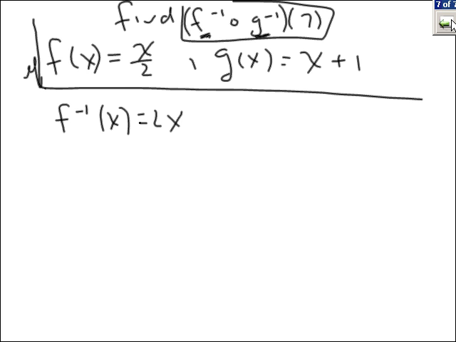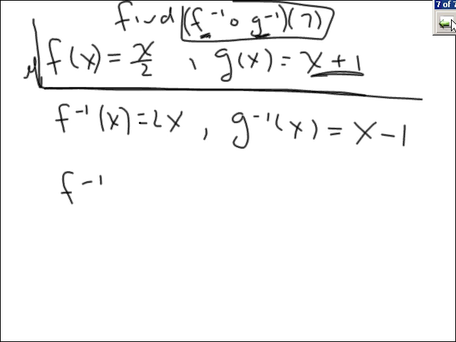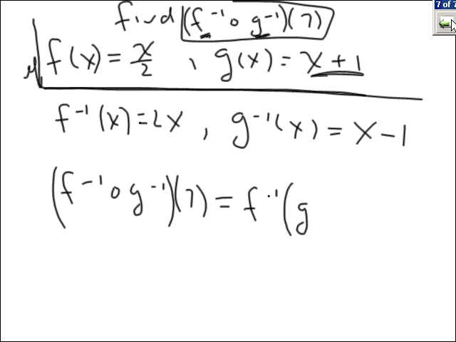So below this line is where the problem is going. We found f inverse and g inverse. To undo adding 1, you take away 1. You need to be able to see that. Okay, so now f inverse circle g inverse of 7. By definition, this means f inverse of g inverse of 7.